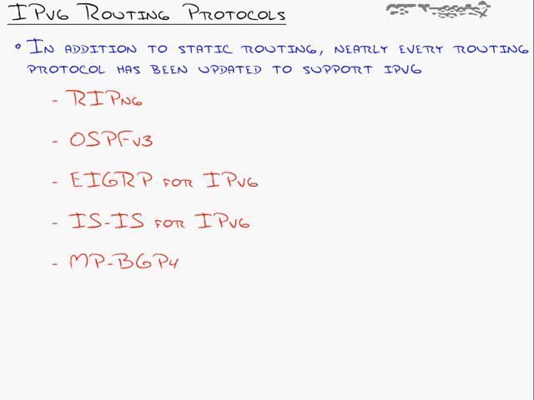You see OSPF has changed over from version 2 to version 3. EIGRP and IS-IS are now for IPv6. BGP is the same, but now they've added multiprotocol extensions to it to allow it to support IPv6, among many other things. If you've gotten into MPLS at all, that is also one of the protocols that uses multiprotocol BGP.